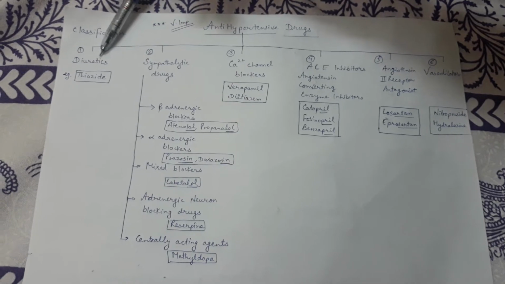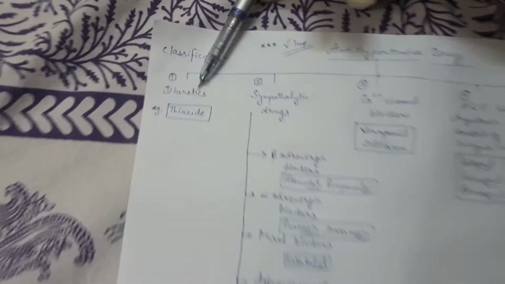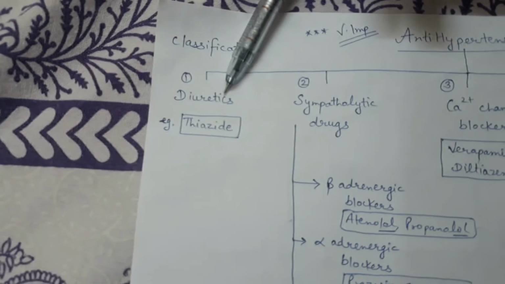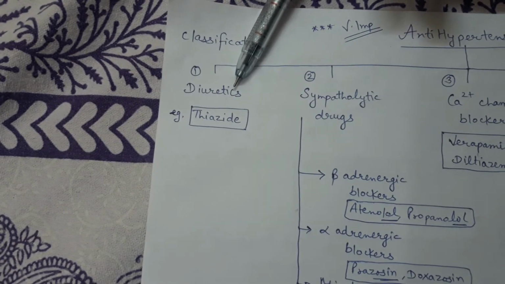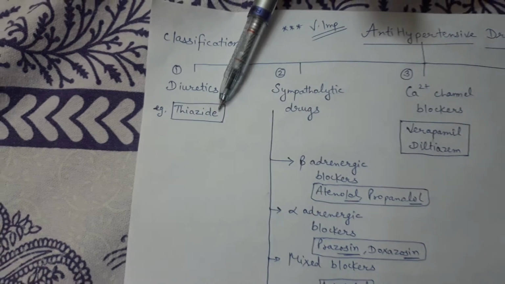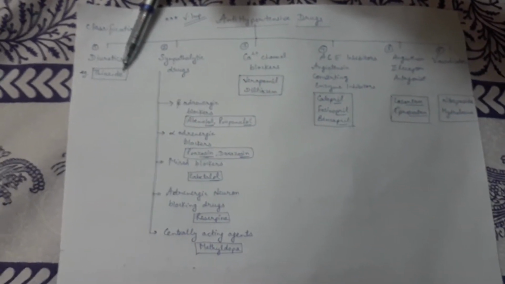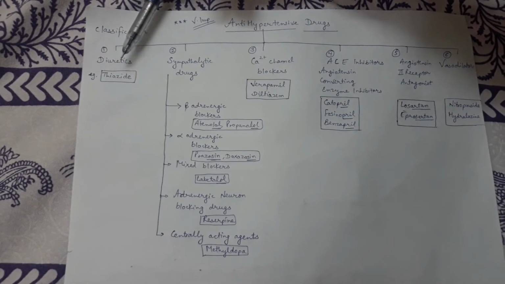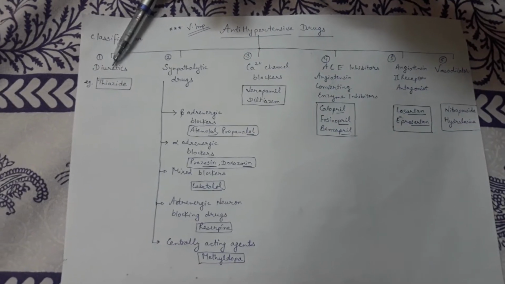The first classification is diuretics. Diuretics, we know, increase the urine formation, and by this they decrease the blood pressure. Examples are thiazide, or we can say the potassium sparing diuretics. This is a separate class in fact, and we studied it in the excretory system.